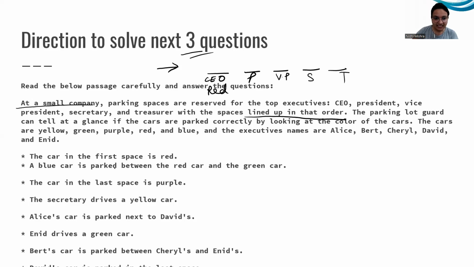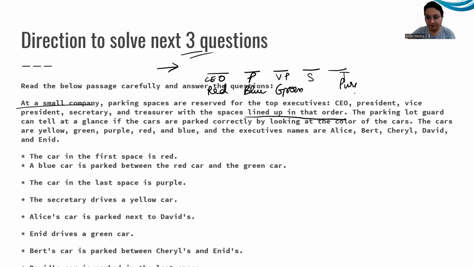A blue car is parked between the red car and the green car. This is the red car. I can't go here. So I have to go here. So a blue car is parked between the red car and the green car. So this should be green. And between this, there is a blue car. Correct? Yes. The car in the last space, this one, is purple.